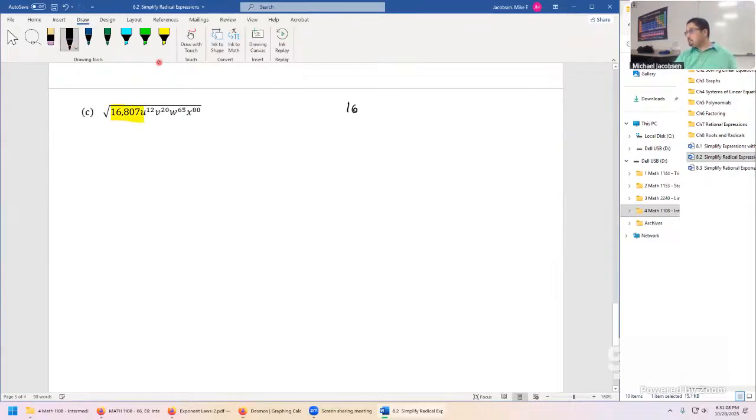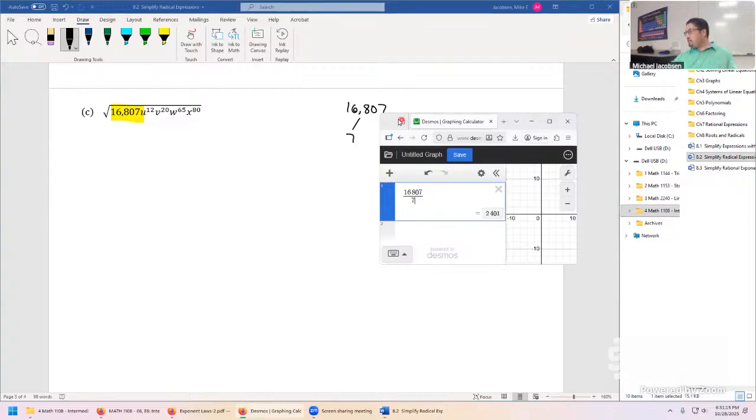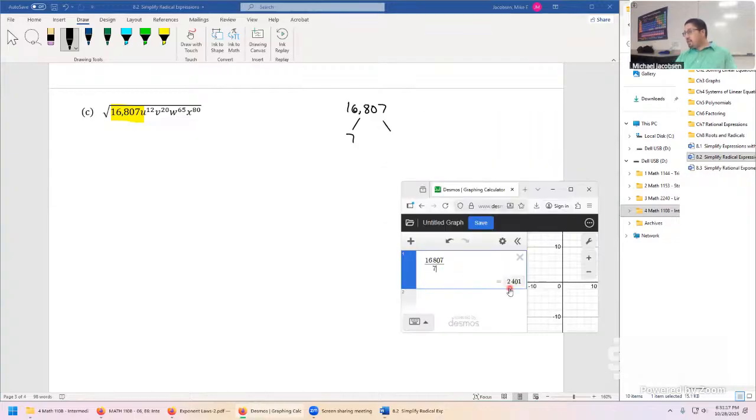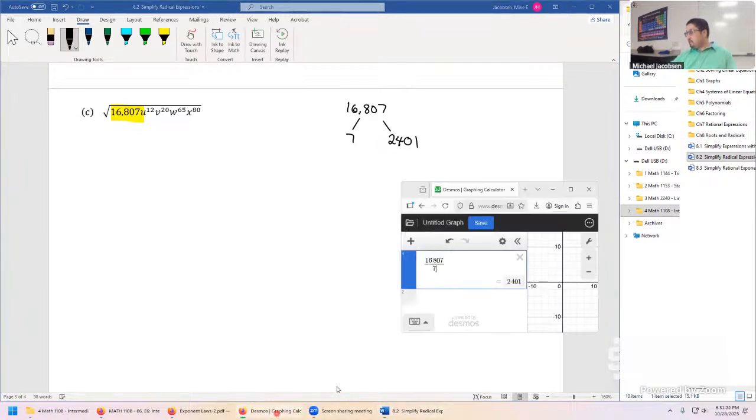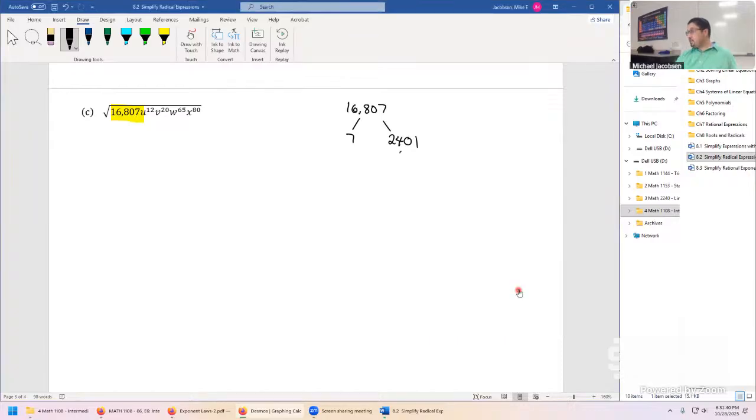16807 we know is divisible by 7, so that's helpful information. It goes in 2,401 times. Now, because the original number wasn't divisible by 2, 3, 4, 5, and 6, neither will this one. So the next number to test is division by 7 or something even higher. 2401 divided by 7 goes in evenly 343 times.